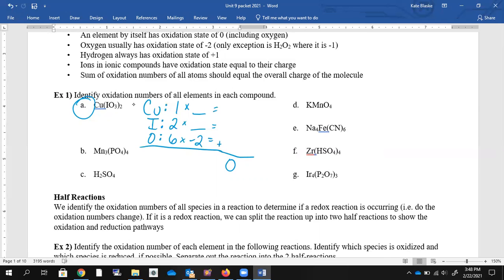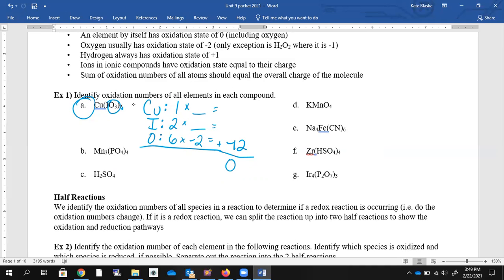So overall, I should not have an oxidation number either. So 6 times -2 gives me -12. So copper and iodine together should be a +12 to get me to 0. To make things a little bit easier, I'm going to help you out. Iodate is a -1, just like chlorate and bromate and all those other -ates. So if iodate overall has a -1 charge, I've got 2 of them. That means copper ionically has a +2 charge.